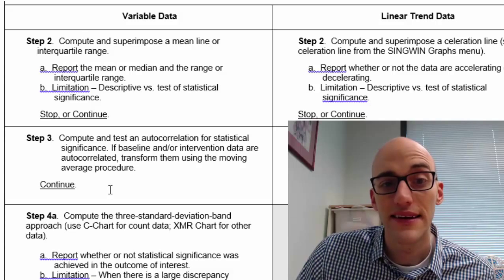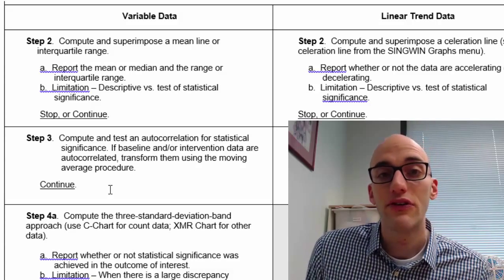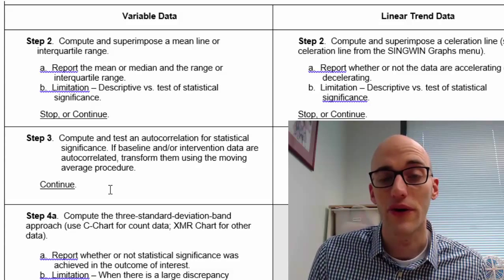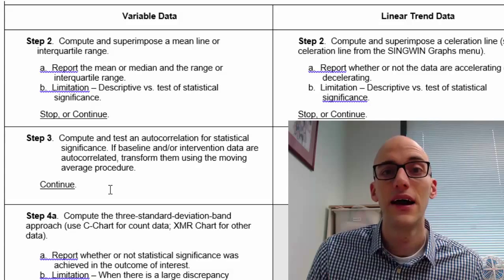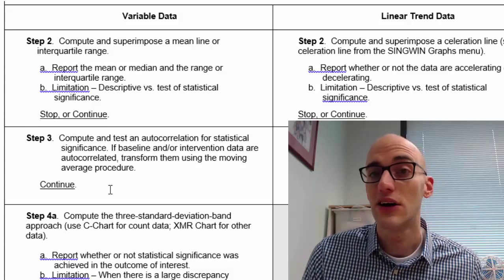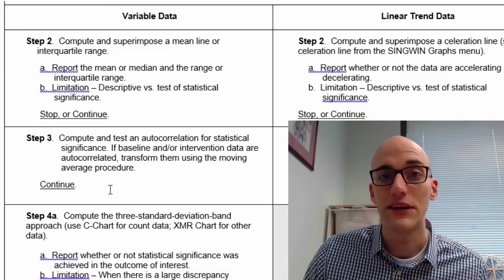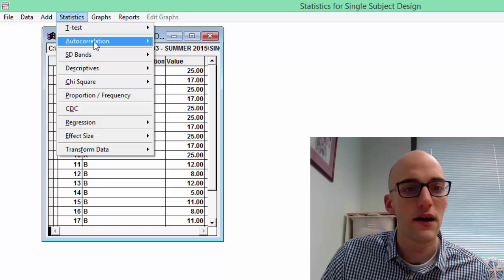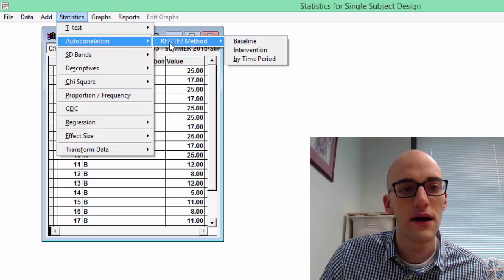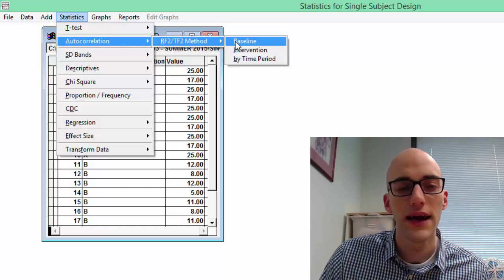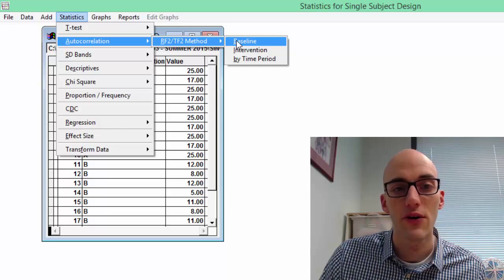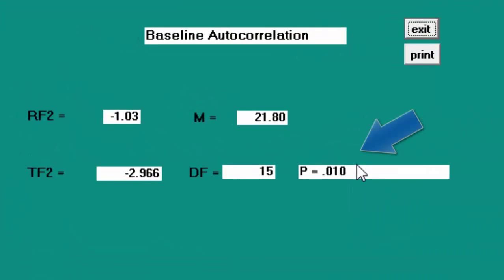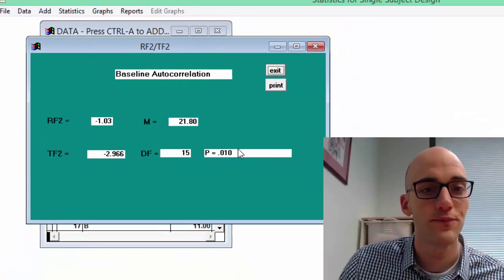So step 3 is to test for autocorrelation. If you remember back to the first activity we did with Cingwin, after data entry was the test of autocorrelation, and this is testing for the assumption of independence of observations. We can test for that really simply in Cingwin as well. If you'll remember, you click on Statistics, Autocorrelation, RF2, TF2, and you would test baseline and intervention for autocorrelation. In this example, the data was autocorrelated, so you'd have to do the moving transformation.